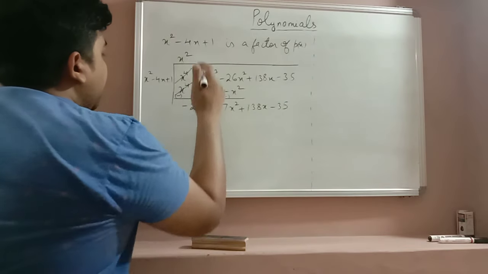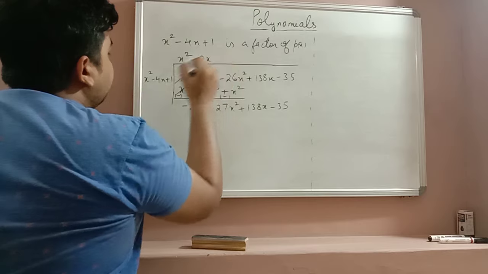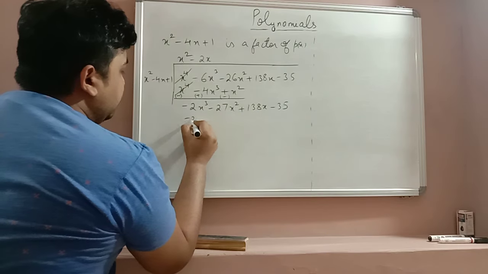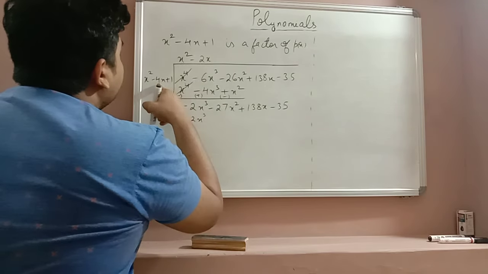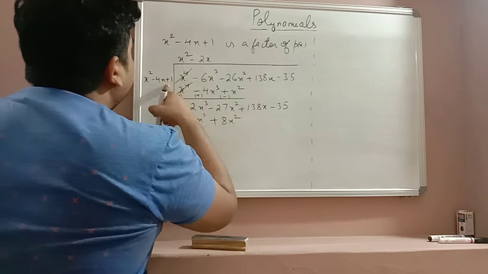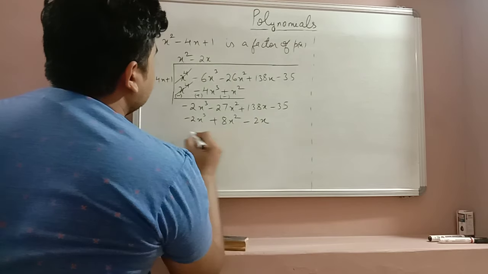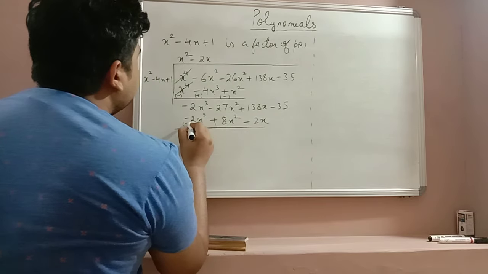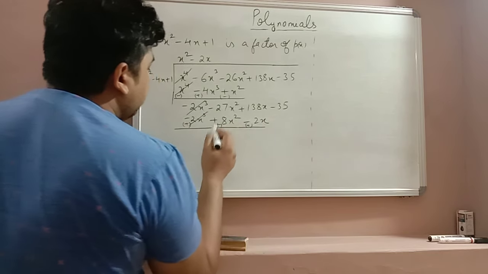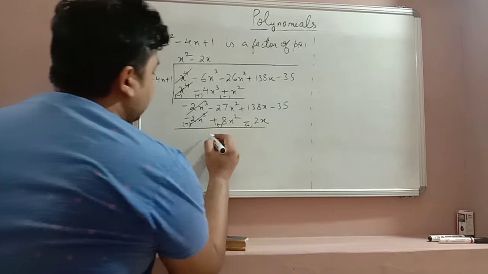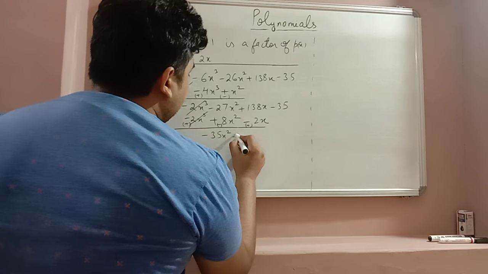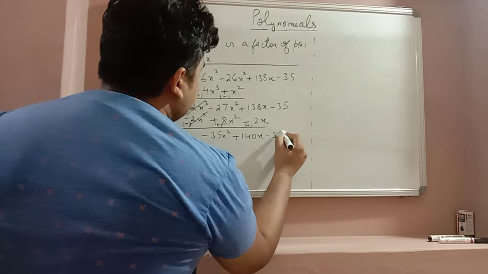Now I need a minus 2x in order to get minus 2x cube from x square. So x square into minus 2x will turn out to be minus 2x cube. Minus 4x into minus 2x will turn out to be plus 8x square, and 1 into minus 2x will turn out to be minus 2x. Again on subtracting, we will get plus sign here, a minus sign here, and a plus sign here. Minus 27 minus 8, it will turn out to be minus 35x square, and plus 140x minus 35.